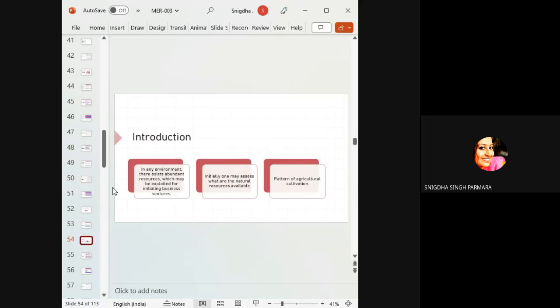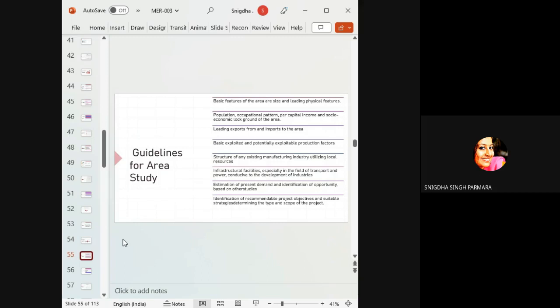So this is the basic concept. There exist abundant resources which may be exploited. So which natural resources are available, and what are the patterns in which they are available, be it any agricultural resource or be it any mineral resources, in what pattern are they available, so that their usability, workability, or accessibility for the entrepreneurs could be figured out. Okay, so the same could be figured out.